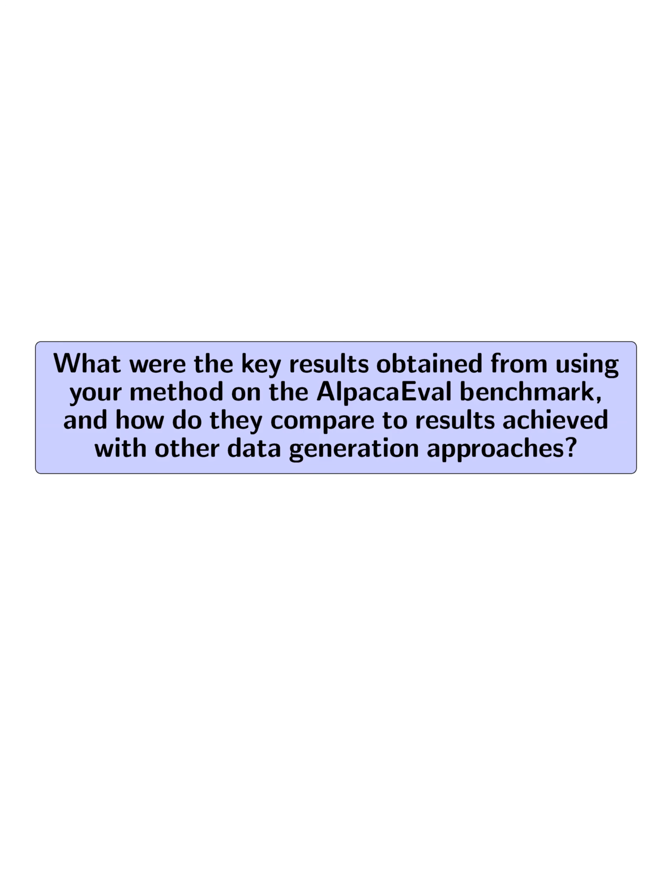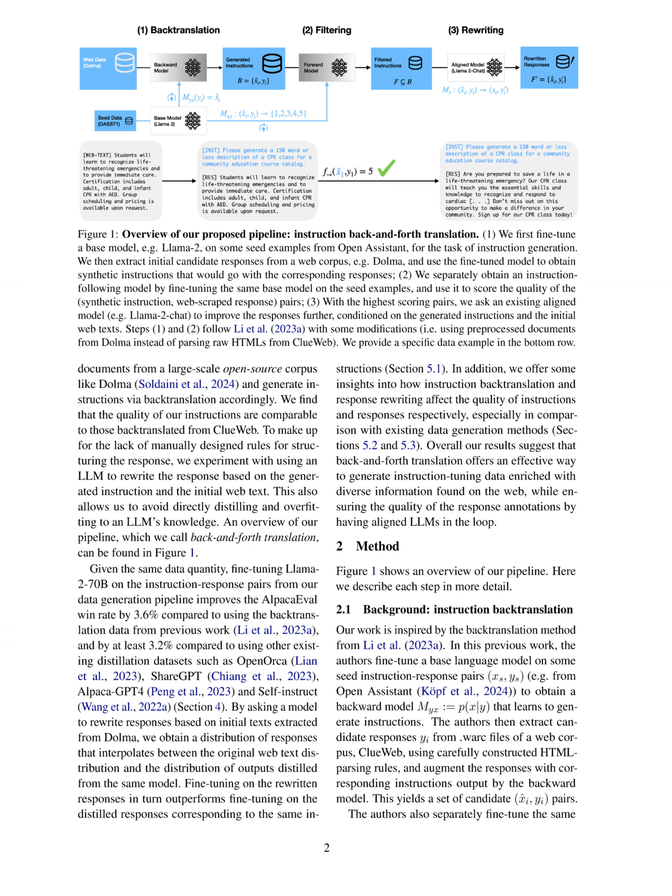What were the key results obtained from using your method on the AlpacaEval benchmark, and how do they compare to results achieved with other data generation approaches? The key results obtained from using our back-and-forth translation method on the AlpacaEval benchmark showed a 3.6% improvement in win rate when fine-tuning the Llama 2-70B model on our instruction response pairs compared to using back translation data from previous work. Additionally, our method outperformed other existing distillation datasets, such as ShareGPT, Alpaca GPT-4, and Self-Instruct, by at least 3.2%.